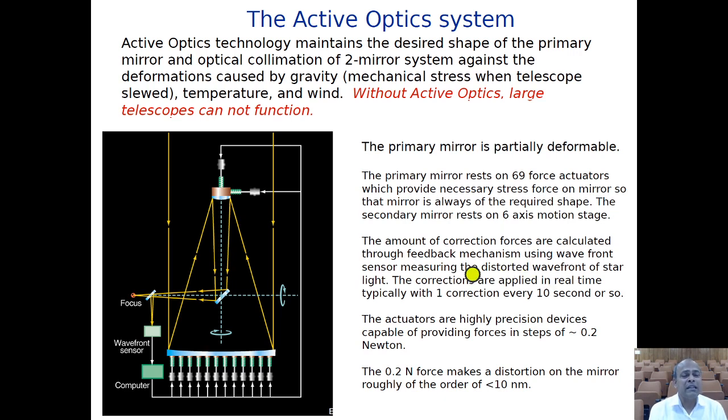where we measure the wavefront. We try to get the measurement and the deviation from the original wavefront, and we try to calculate the correction. That correction is applied every 10 seconds or 20 seconds or even up to a minute. So that is called the closed loop correction. Then these actuators are actually very precise devices. These are capable of providing forces in steps of 0.2 Newton. So typically, 0.2 Newton force makes a distortion on the primary mirror of roughly the order of 10 nanometer. So that is the kind of correction we are able to do using this active optics online.